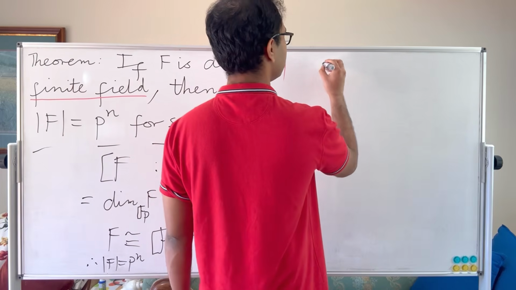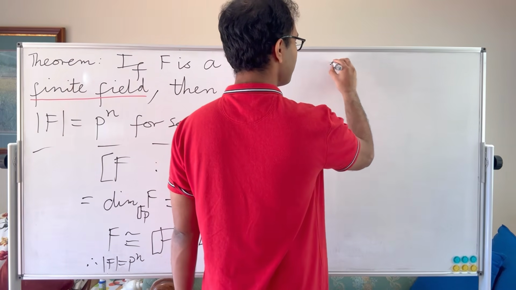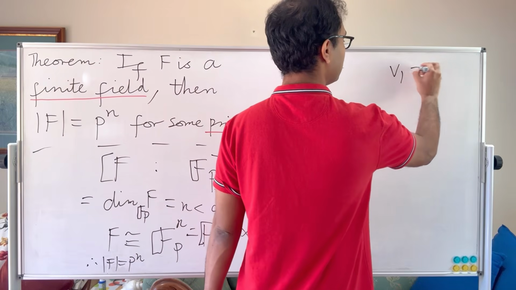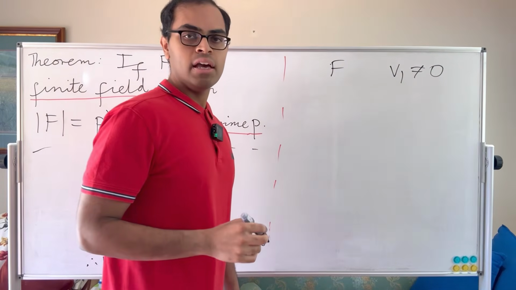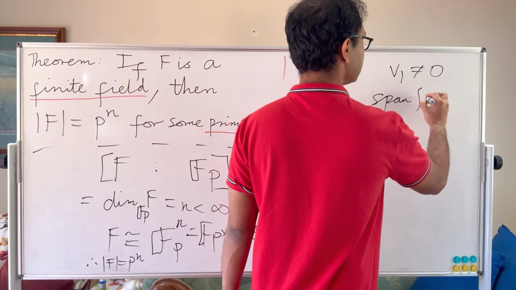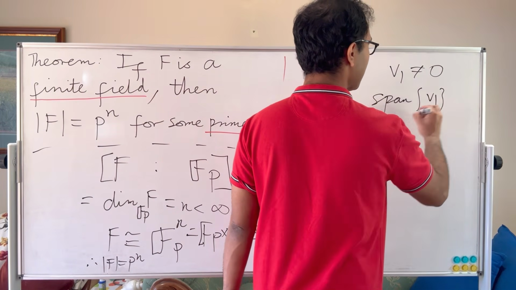So you have F. You first take a non-zero element of F. So pick V1; V1 is non-zero, V1 is in F. Now what we can do is look at the span of V1, always thinking of F as a vector space over Fp.